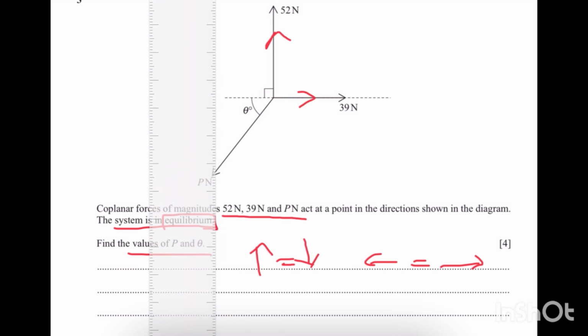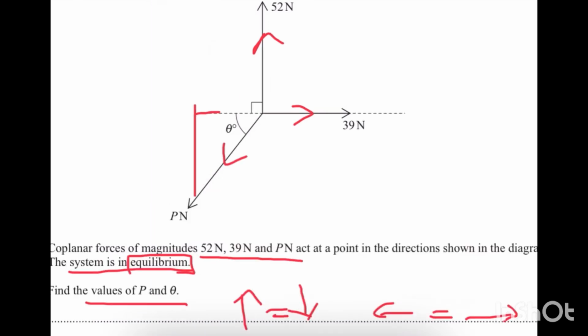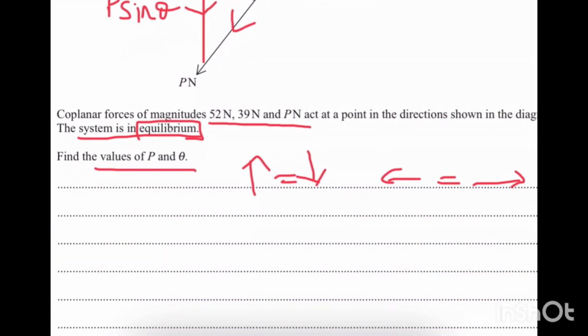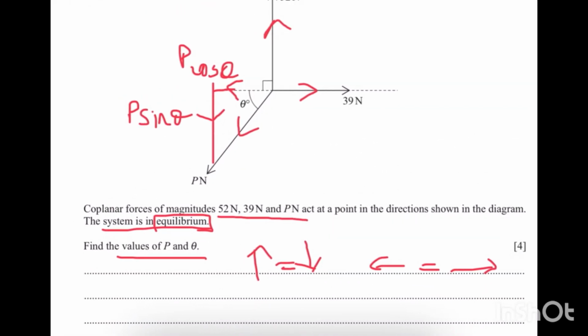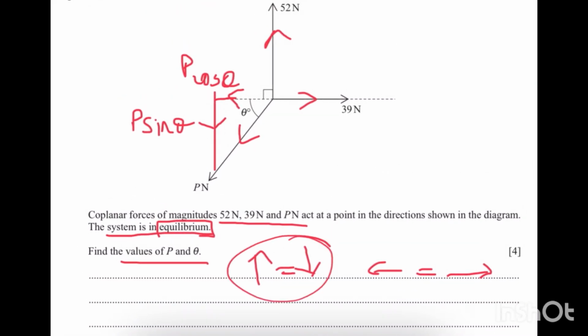So let's look at it in this direction. This means that it has a leftward component which must be equal to p cos theta, and a downward component which is equal to p sin theta. So let's make the equations as per these two conditions.